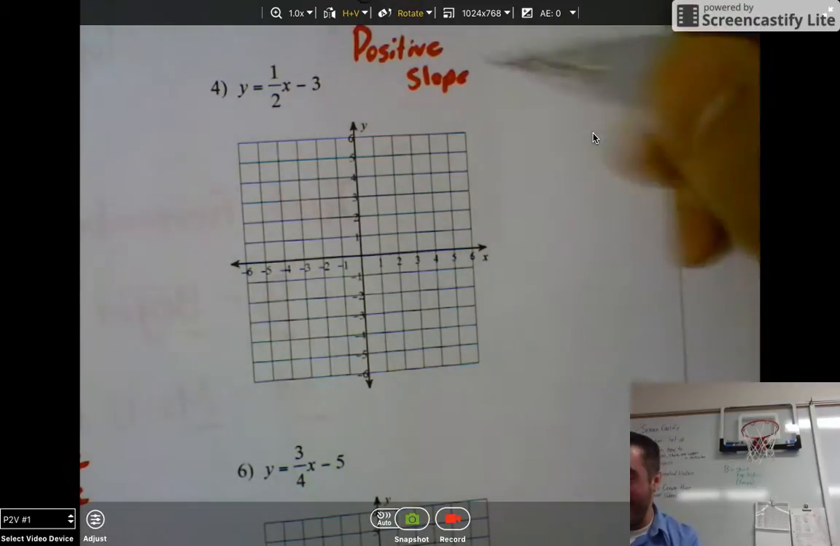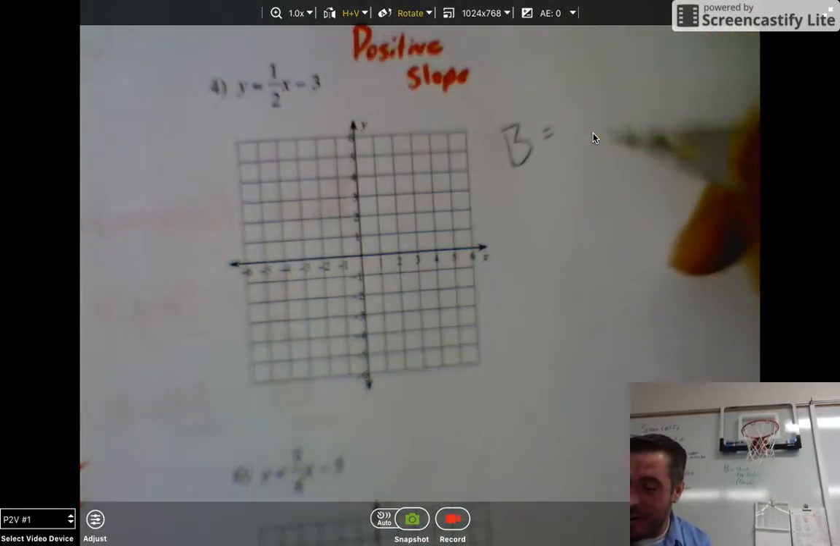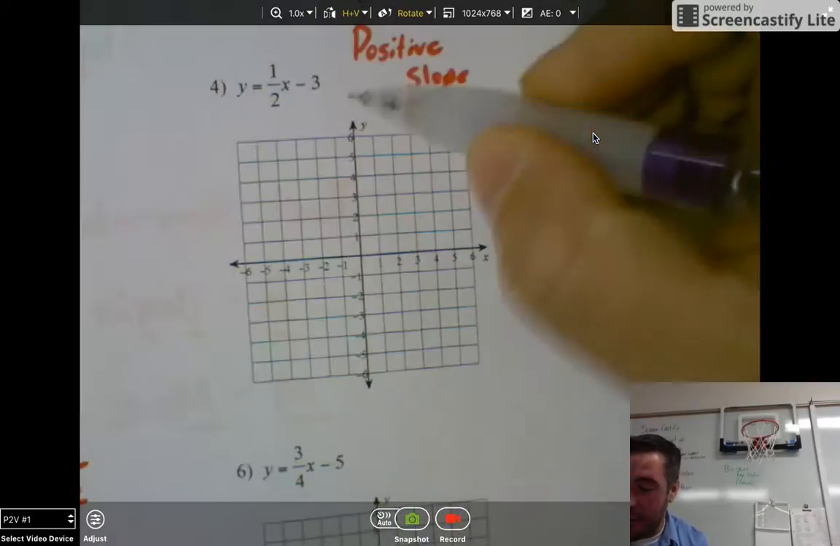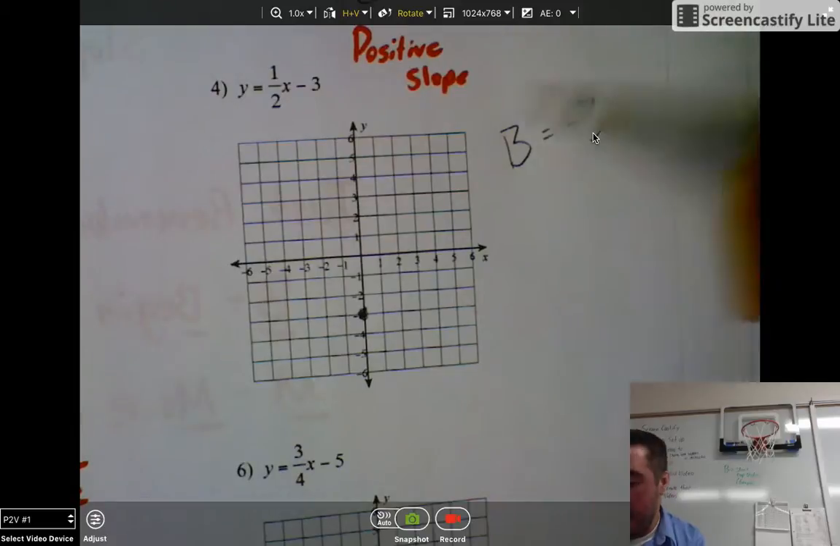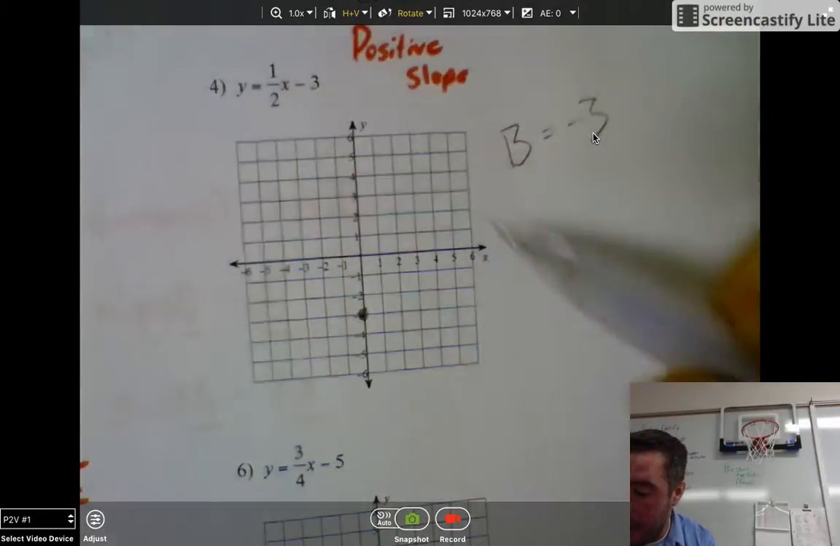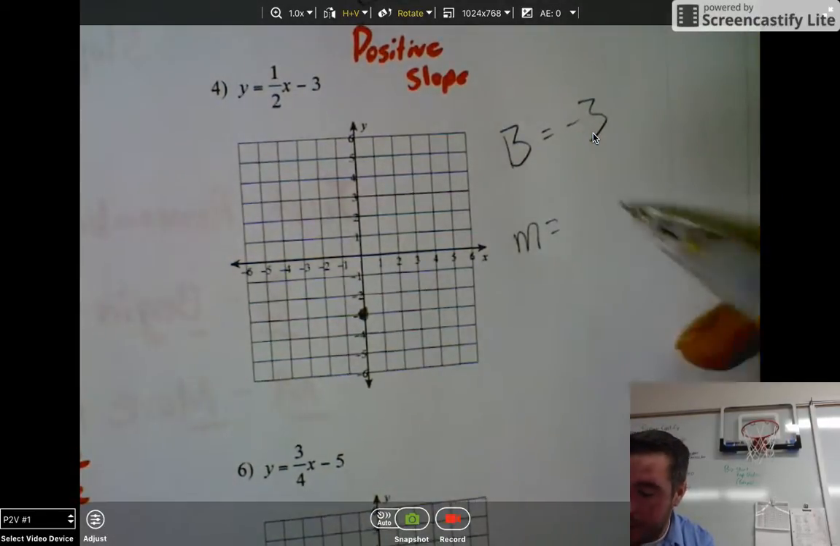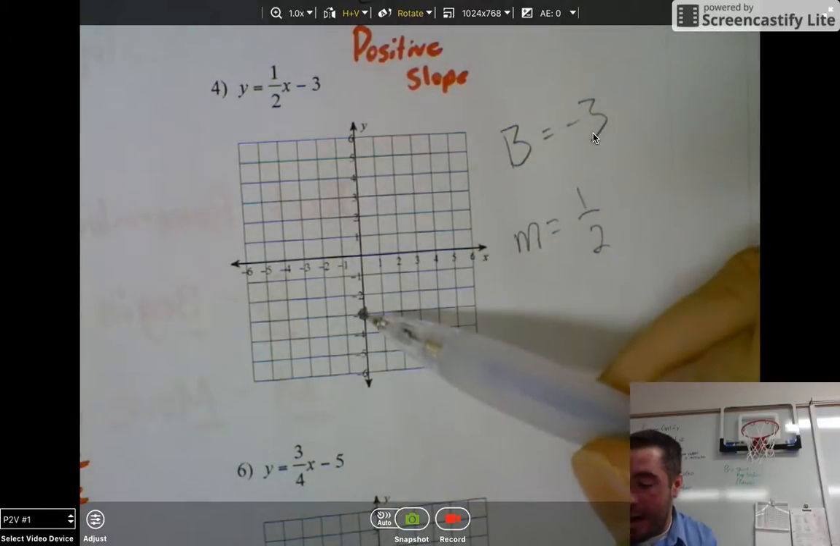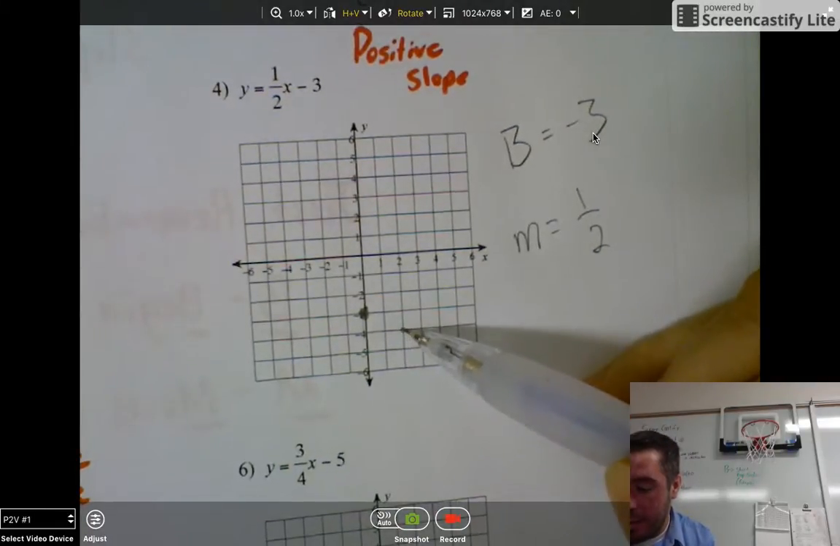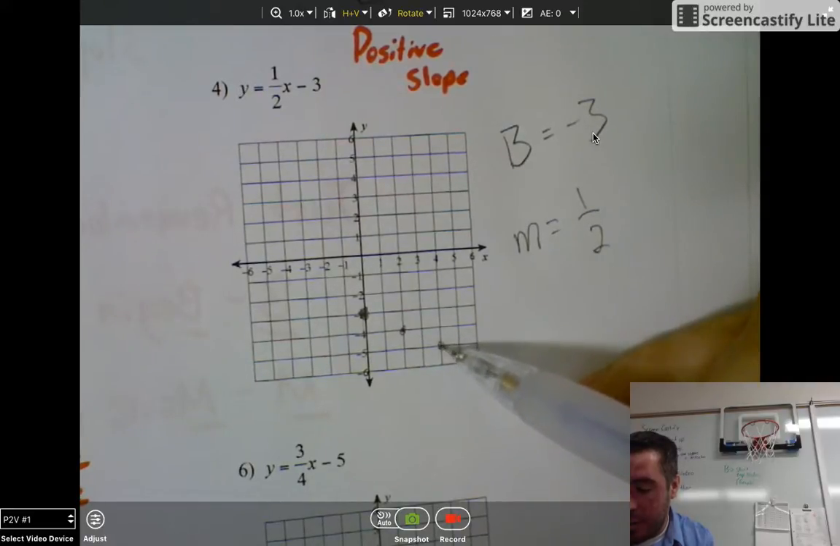Okay. So anyways, the b value here is -3. So I'm going to begin on the y-axis there. That's my first point. And so my slope is 1/2, which is rise over run, 1 over 2. So with this one, I'm going to move down 1 and right 2. Down 1, right 2.